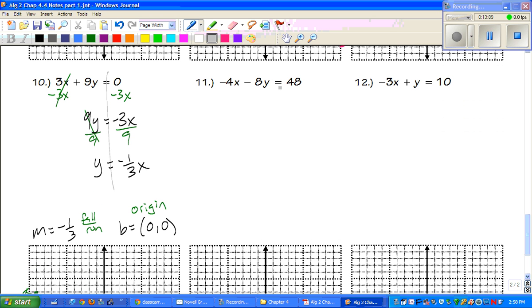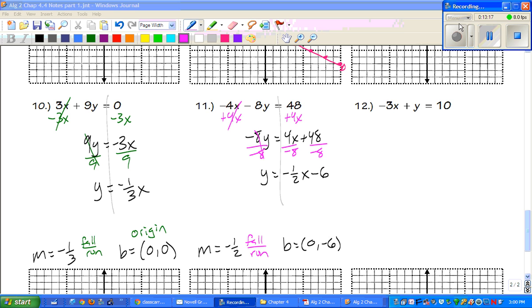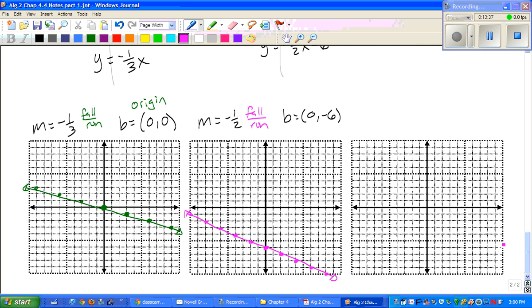Okay, number 11. Why don't you guys pause the video and see how you do. Okay, so go through and solve for y. Add the 4x to both sides, divide by negative 8, reduce your fractions, you get negative 1/2 x minus 6. So your slope is negative 1/2, and your y-intercept is 0, negative 6. And then go through and graph.